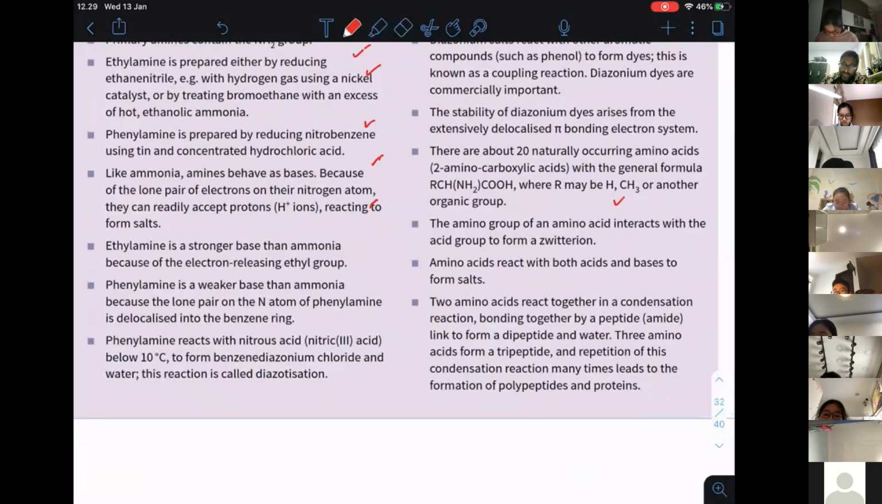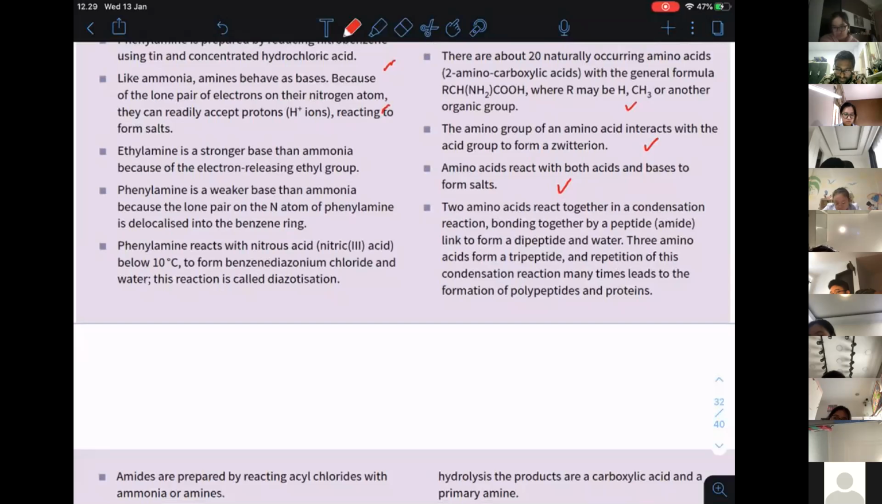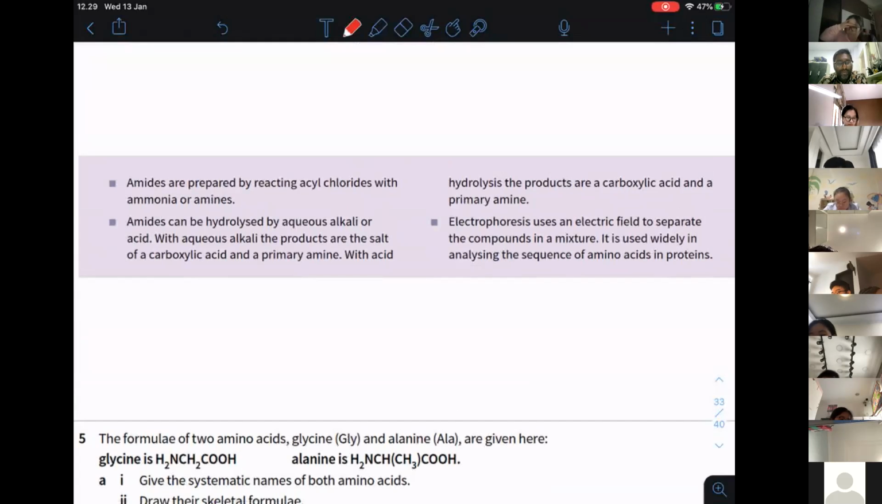So there are 20 naturally occurring amino acids. This one is your biology, so the 20 amino acids have their own names in biology. The amino group interacts with the acid group to form a zwitterion. Amino acids can behave as buffers, so they can react with both acid and base to form salts. When two amino acids react together, it's a condensation reaction to form a peptide, and then you can get a polypeptide. Polypeptide is protein.